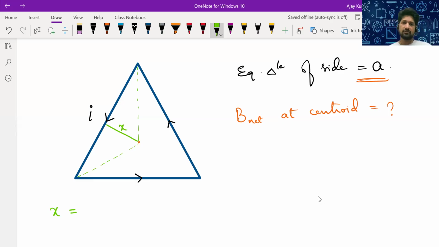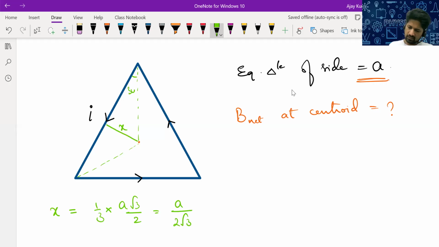How much is the distance from one side to the centroid? This is very frequently used. Side to centroid is 1/3 of the median length. Median total length will be root 3 by 2 A. So this becomes A by 2 root 3. That is x in our case.